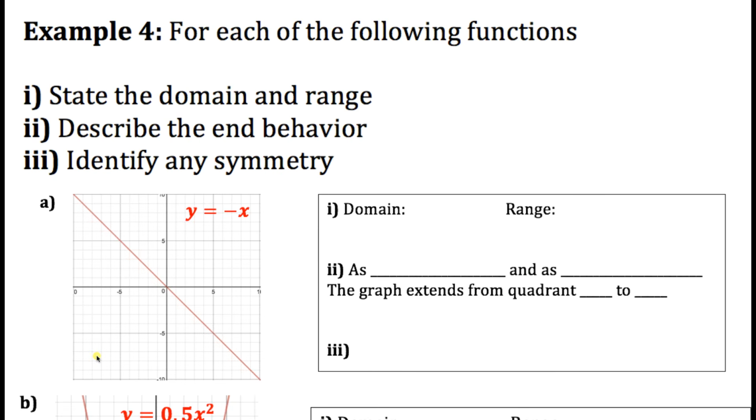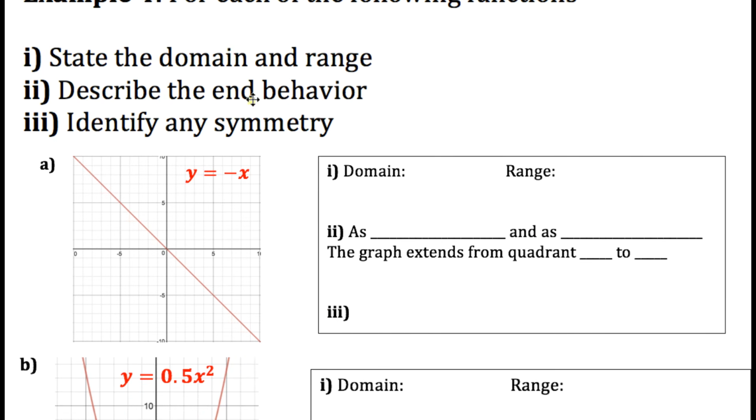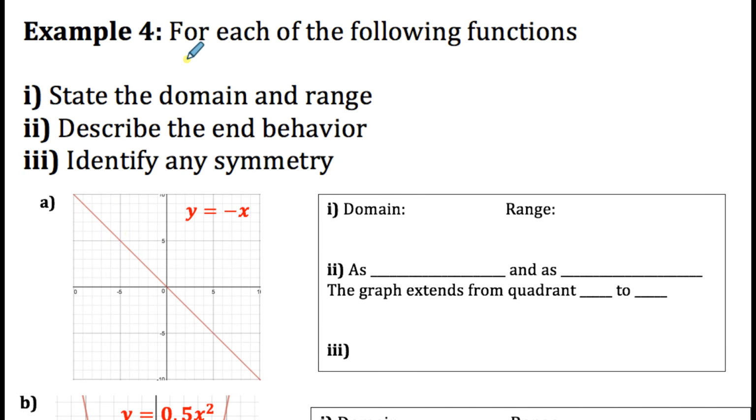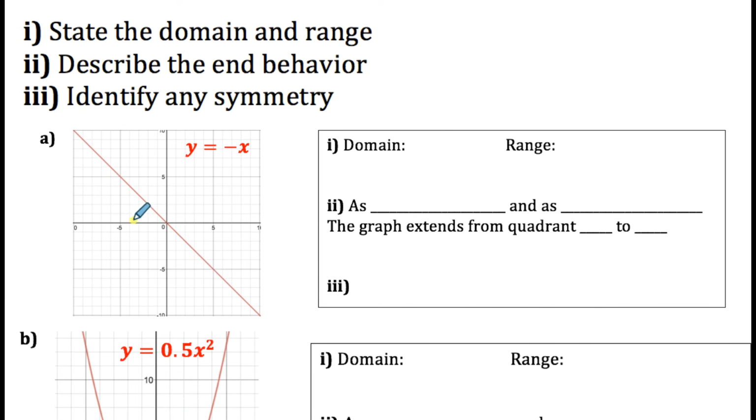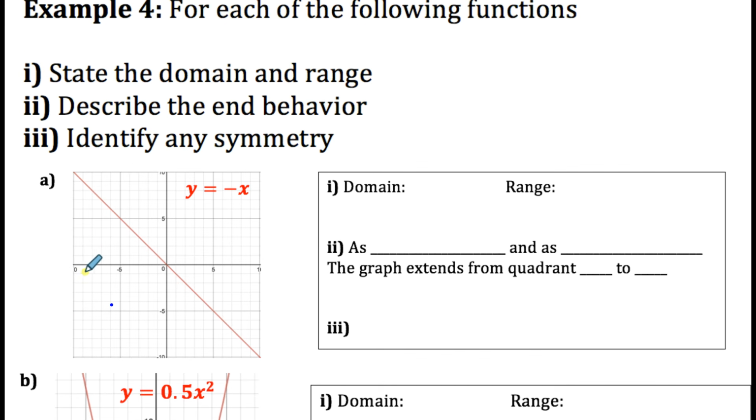Example 4 is just more practice of the same type of thing. We'll go through it really quickly because I think by now you probably have the hang of it. So for each of these functions, you have the graph and the equation. We should be able to answer it just with either or, but you have excess information for this. We're going to write the domain and range, end behavior, and identify any symmetry.